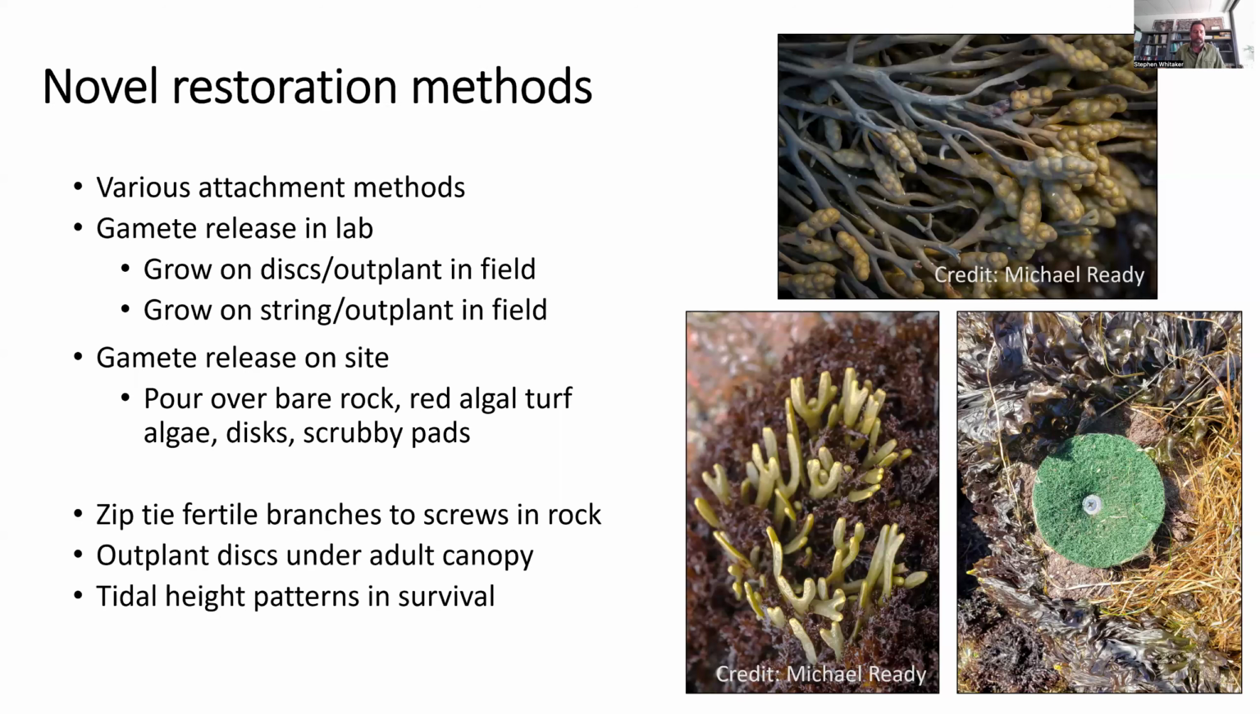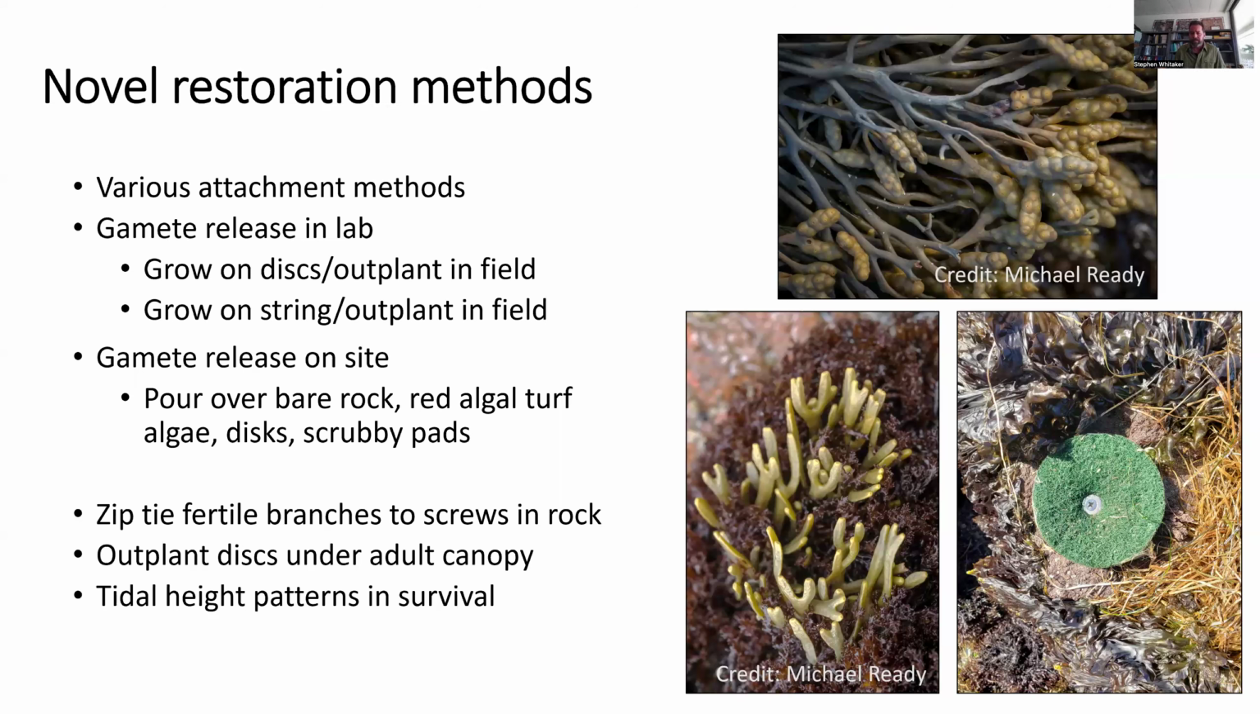But then we started looking at other methods of doing restoration. So one method involved manipulating the release of the gametes from receptacles that we collected from plants without taking the entire plant. We just took tips of the branches off and we induced the release of those gametes, which is a fairly simple thing to do even in the field.